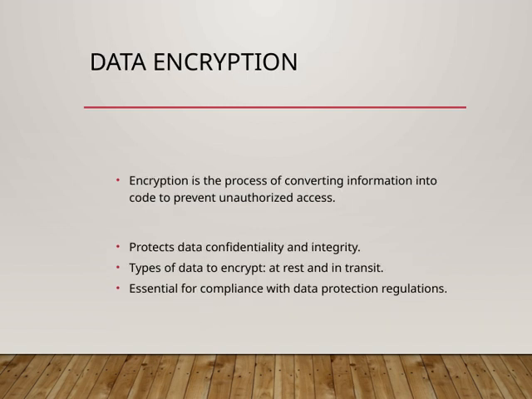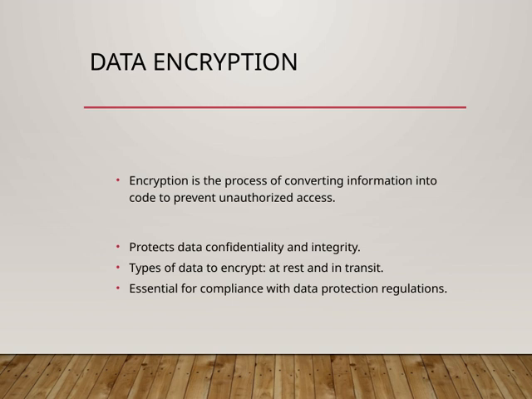Let's talk about data encryption. Encryption is essentially the process of converting information into a code, which helps prevent unauthorized access. It's a crucial step in protecting sensitive data. By encrypting data, we ensure both confidentiality and integrity, meaning only authorized people can access the information, and it stays unchanged during transmission or storage.